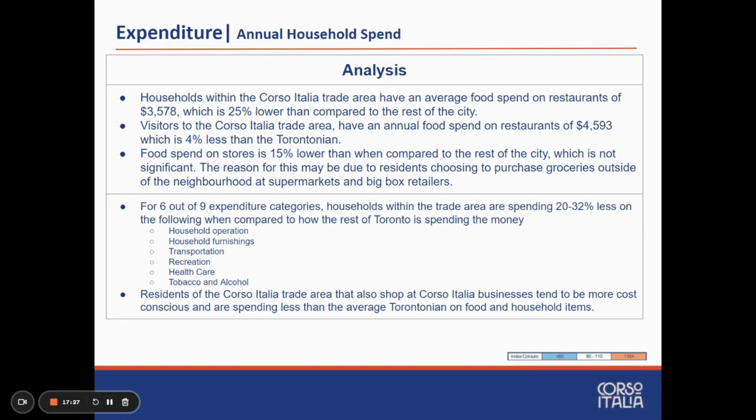But we're also seeing this trend consistent across the board when it comes to the nine key expenditure categories for household spend. Of those nine categories, households in the Corso Italia trade area are spending 20 to 32% less on average in 6 out of 9 of those household categories. I've listed those categories there, but they include household operations, household furnishing, transportation, recreation, healthcare, tobacco, and alcohol. So all in all, residents of the Corso Italia trade area that also shop in the Corso Italia businesses are going to be more cost conscious and are spending less than the average Torontonian on food and household items as a whole.